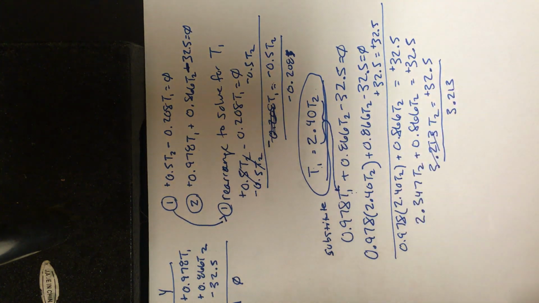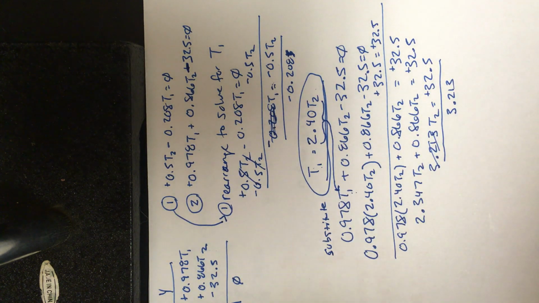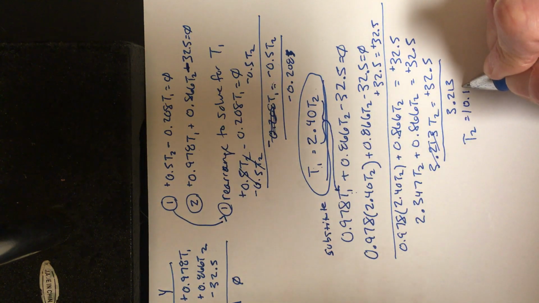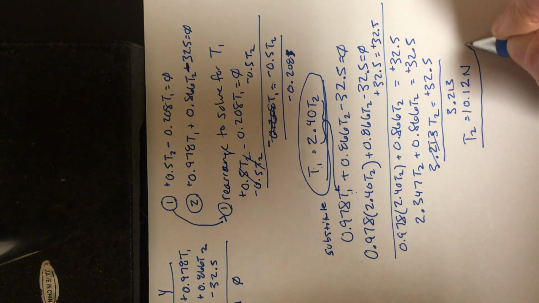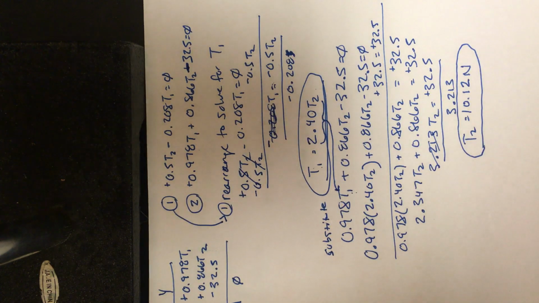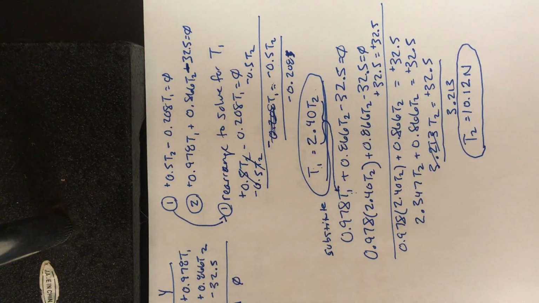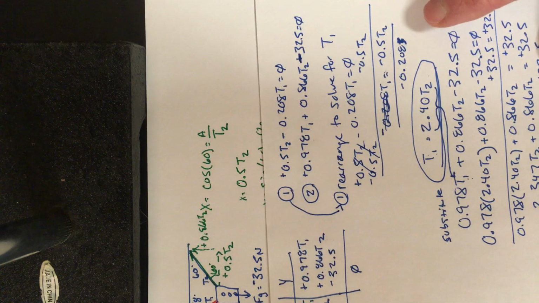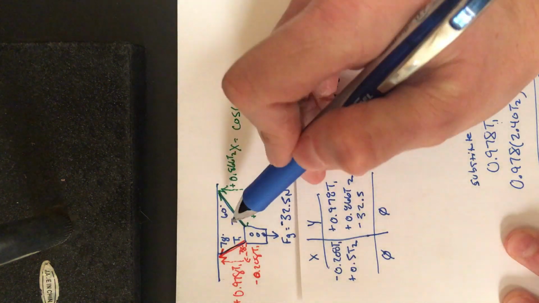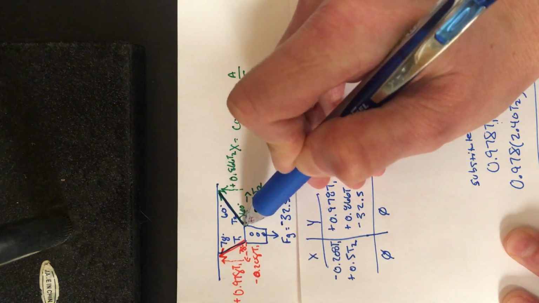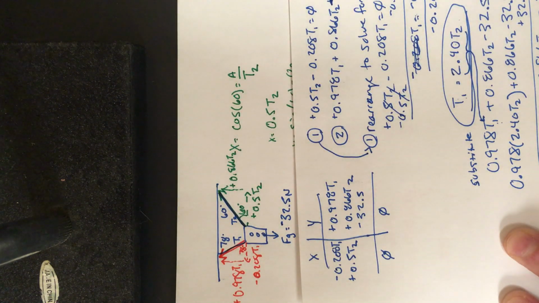That'll get rid of that number. And I get a T2 of 10.12 newtons. I'm putting it in newtons because I was solving for the tension in the second rope, or the second cable, and the tension is the force. That's the force that that cable's holding. So if we go back to this picture, the 10.12 is this right here. That is the tension in this cable required to hold up that traffic light.